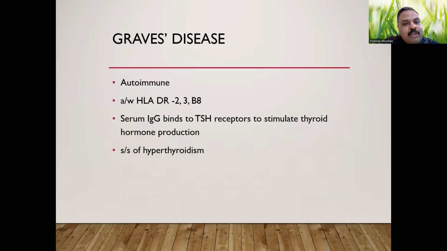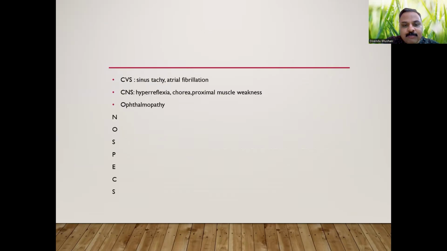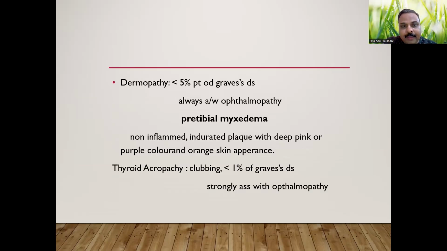It is an autoimmune disease associated with HLA-DR2, 3, and B8. Serum IgG binds to the TSH receptor to stimulate thyroid hormone production and symptoms of hyperthyroidism. Symptoms will be almost the same, except that they are mostly associated with ophthalmopathy, and the features, as we know from the mnemonic NO SPECS: involvement of the lids, involvement of the periorbital muscles, and at last optic atrophy can be there, and the person may be blind.